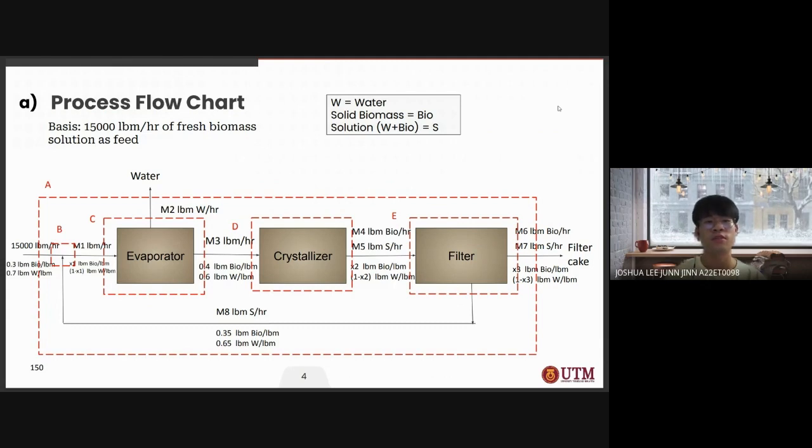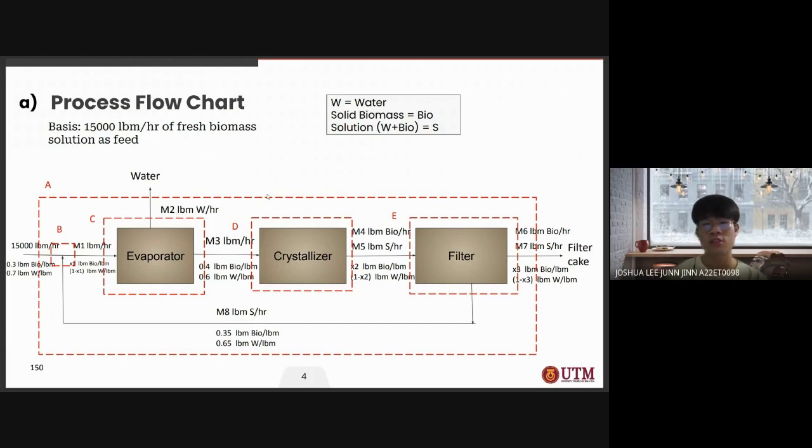The basis will be the 15,000 lbm per hour of fresh biomass solution, and W will be the water, solid biomass will be bio, and solution will be S, which is water plus the bio. So the 15,000 feed will first be fed into the evaporator, and two outputs are produced. First will be M3, which is the concentrated biomass solution, and M2 will be the water evaporated.